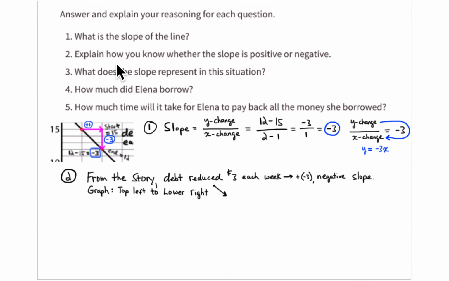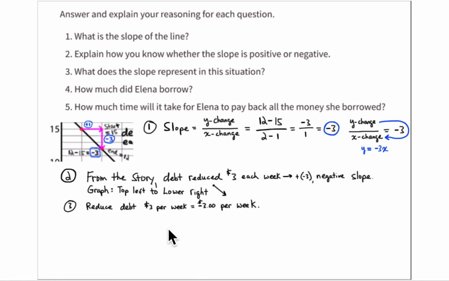All right, number 2 says, explain how you know whether the slope is positive or negative. Well, from the story, you know that the debt is reduced. So it's $3 that she's paying back each week. That's a negative $3. So that's a negative slope. From the graph, you know that it's moving from the top left corner to the lower right corner. That is a negative slope. What does the slope represent in the situation? Well, it's the reduction in the debt, $3 per week. That's a negative $3 per week. So it's a negative 3 over 1, or equal to negative 3. So negative $3 per week.